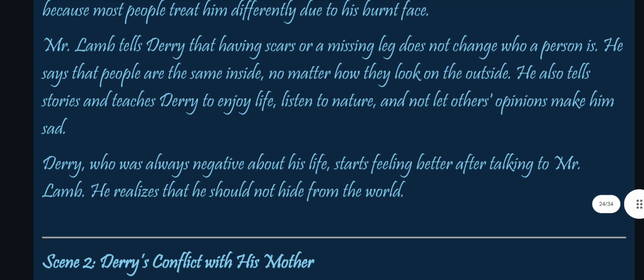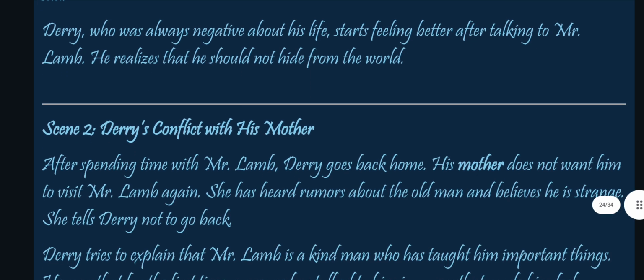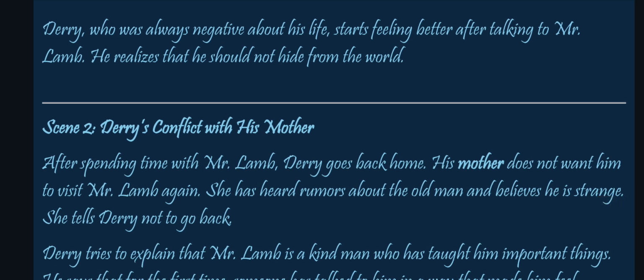Mr. Lamb tells Derry that having scars or a missing leg doesn't change who a person is. He says that people are the same inside, no matter how they look on the outside. He also tells stories and teaches Derry to enjoy life, listen to nature, and not let others' opinions make him sad. Derry, who was always negative about his life, starts feeling better about talking to Mr. Lamb. He realizes that he should not hide from the world.